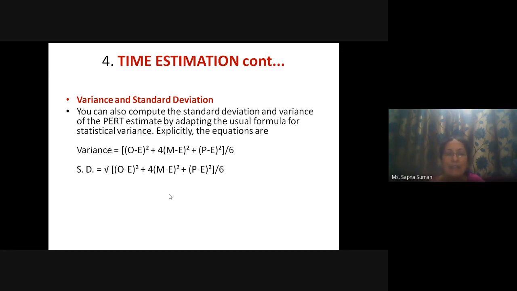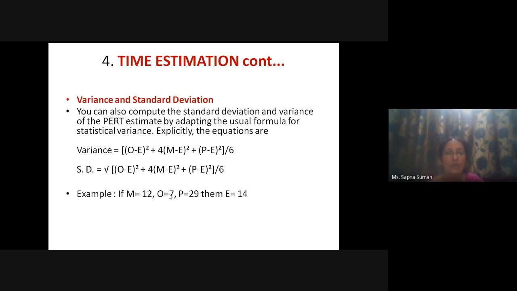Again, you can find the same terms like O, E, M here. O is the optimistic time, E is the expected time, M is the most probable value, and P is the pessimistic time. So these are the formulas that are used. We will not go much into detail about the derivation of the formulas, because here we are concerned only with the concept and how the PERT technique can be applied. Since time estimation is essential here, we are going through these formulas.